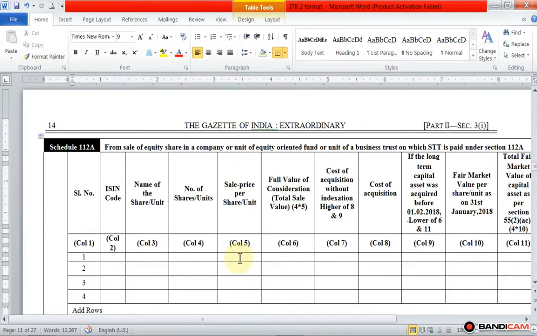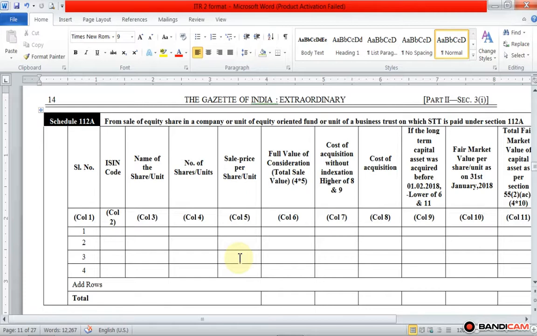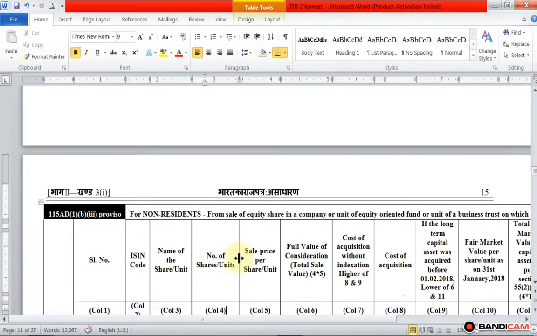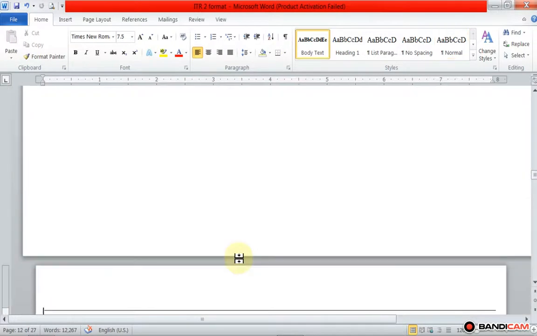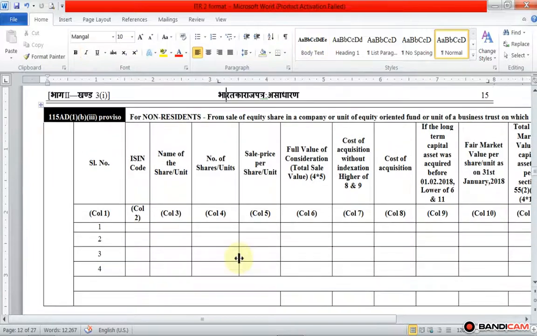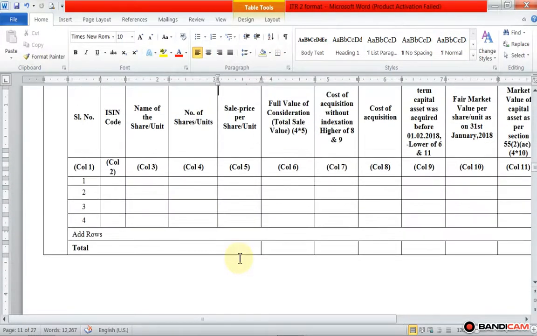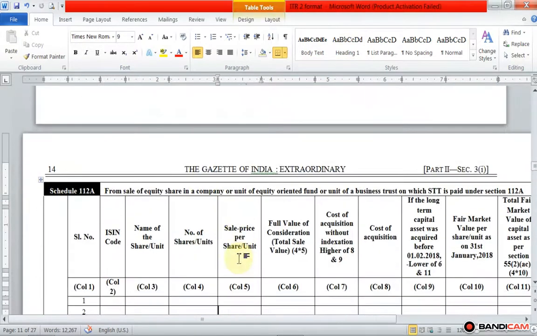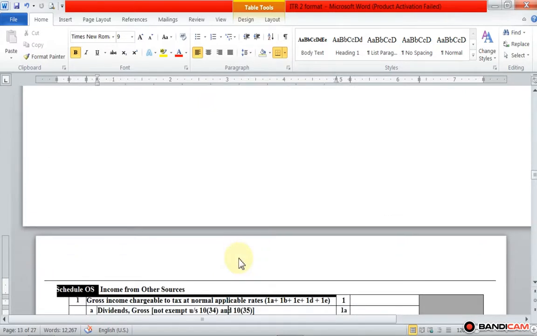Here schedule number 112A, from sale of equity shares in a company or unit of equity oriented fund or unit of business trust on which STT, security transaction tax, is paid. Okay, STT stands for security transaction tax paid under section 112A, then furnish the information in this respective column. Got it? For non-residents, furnish the information of their equity or unit in this column, and fill in this column.